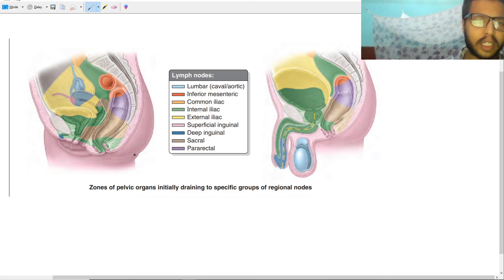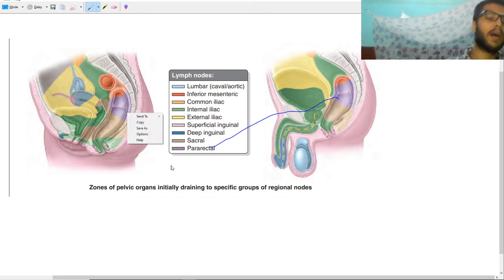And now let's talk about pararectal lymph nodes. You can see these pararectal lymph nodes. These are from this, you can see superior rectum. Okay. So superior rectum drains to pararectal lymph nodes. You can also see here superior rectum drains into pararectal lymph nodes. Okay. I hope you got it.